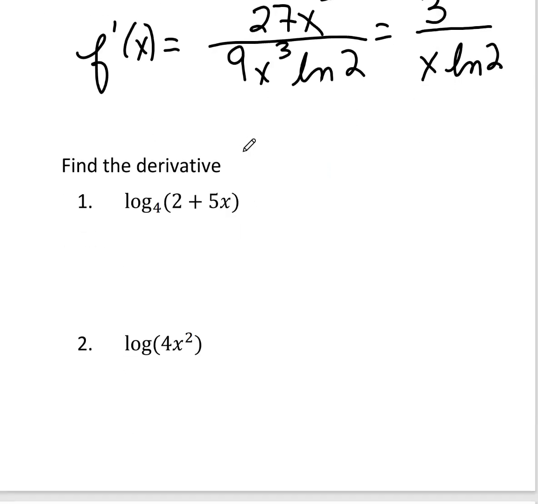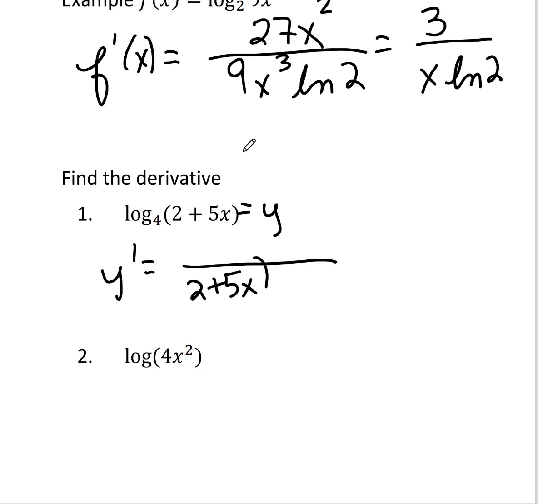So let's try that for a couple more. First one says log base 4 of 2 plus 5x. Let's call that y. So y prime, I'll have 2 plus 5x. Let's put that in parentheses in the denominator. I'm going to put the natural log of 4, which was the base of my log. And in the numerator, 2 plus 5x, the derivative is 5.